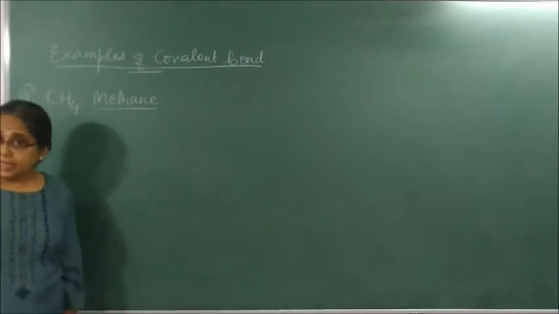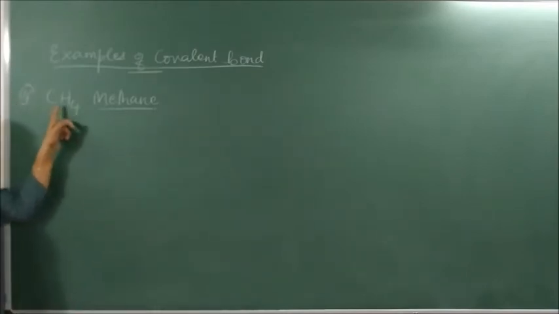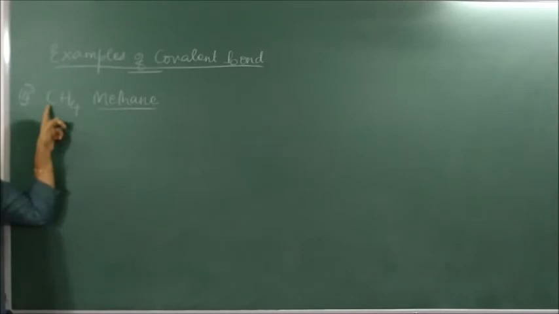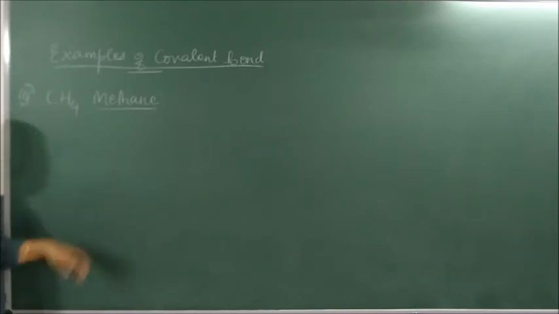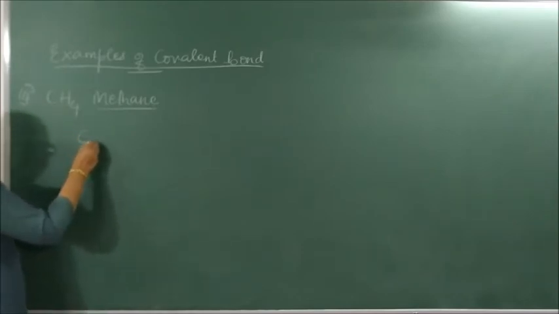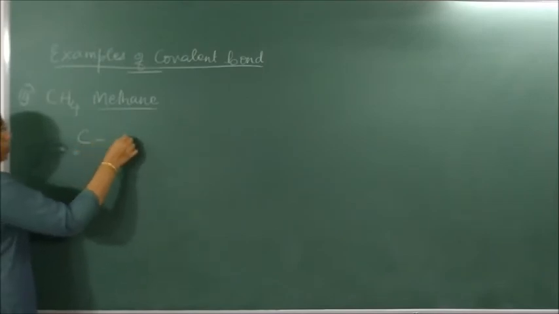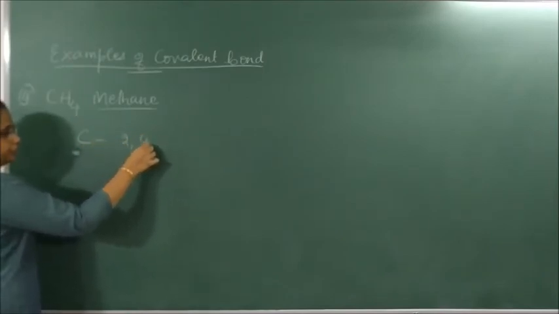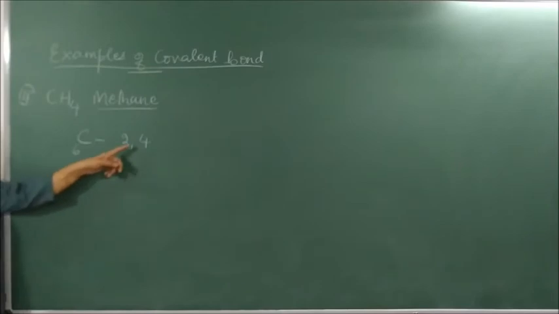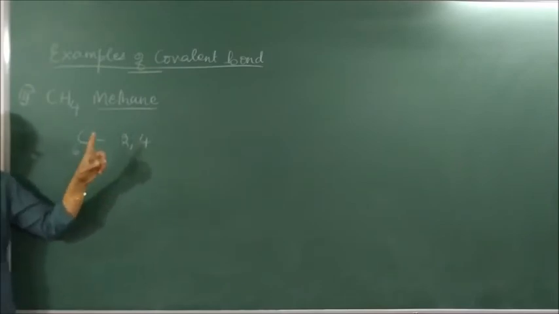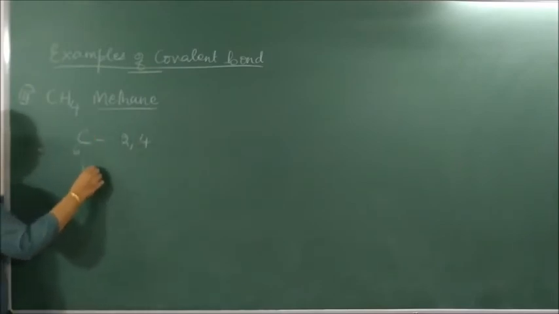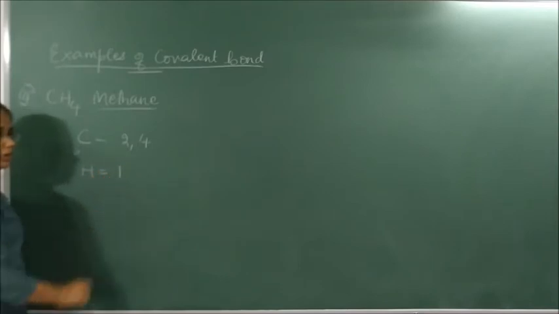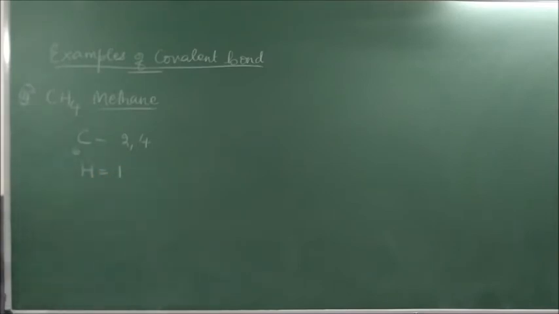Till now we had the same element. Now we have 2 different elements. One is what? Carbon. One is what? Hydrogen. So first carbon. Carbon is what? 6. 2 and 4. Fine? So it requires how many more electrons? 4 electrons. And hydrogen is what? 1. And it requires how many electrons? 1 electron. So first we will draw carbon.